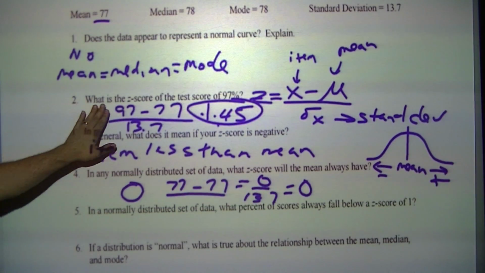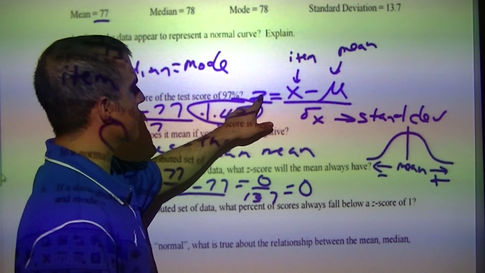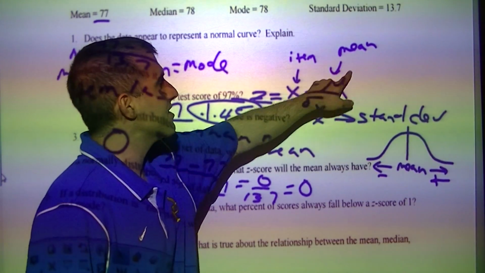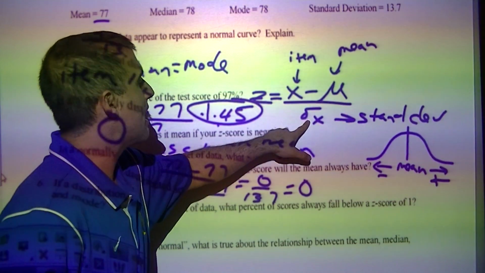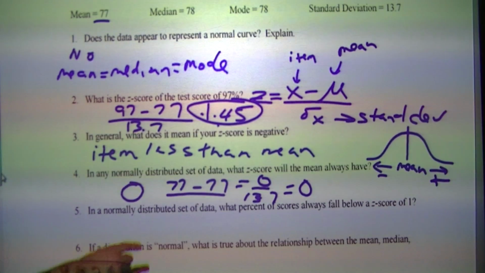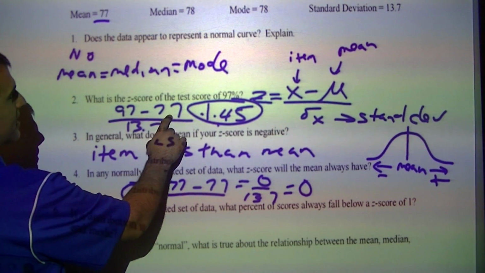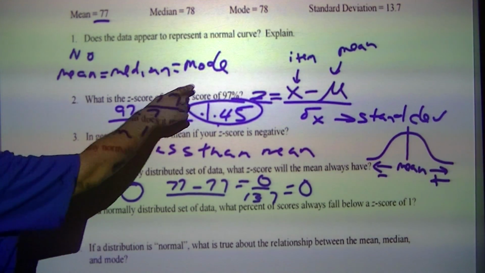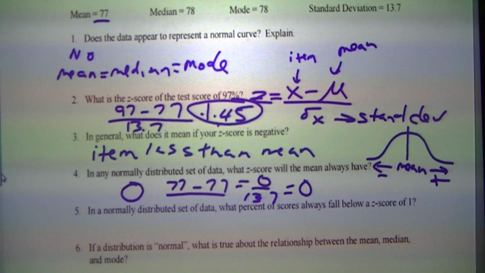What is the z-score of the test? Now, the formula for z-score is z-score equals the item minus the mean, that's what mu is, divided by the standard deviation. So my test score is 97, my mean is 77, and I get that from there. Divided by 13.7, that gives me 1.45.